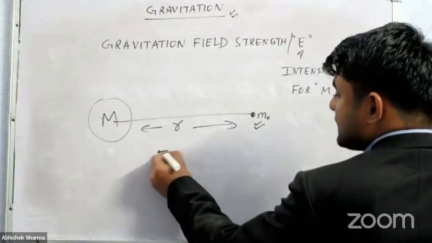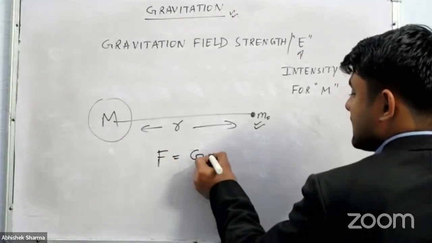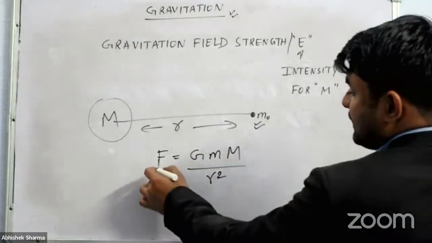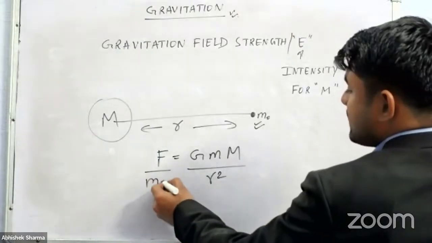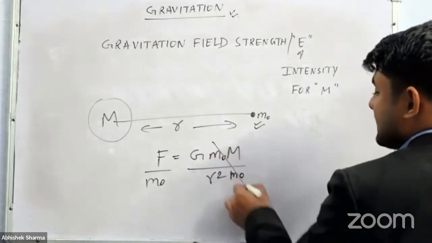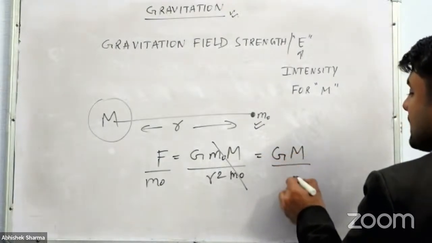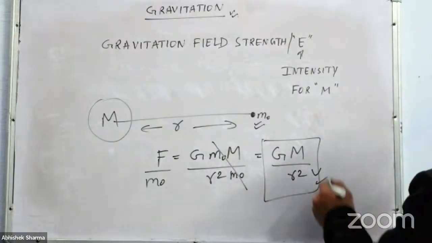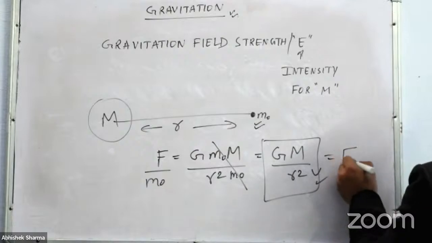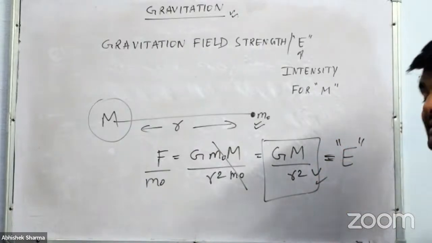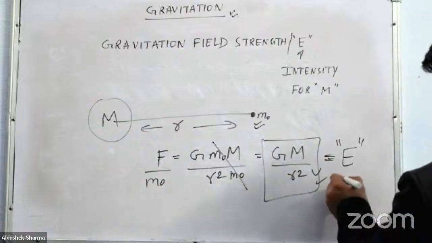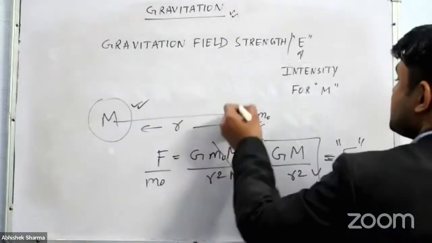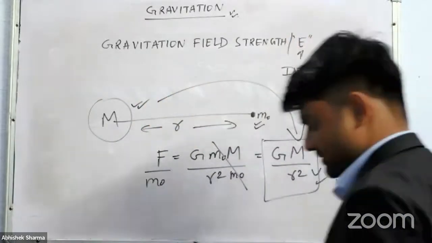So gravitational force magnitude will be G M m naught upon r square. Now if we divide this by the test mass m naught, we'll get G M upon r square. Dear friends, this is the result. So we have force by m naught as gravitational field intensity. So please remember this expression. Gravitational field intensity for this capital M mass is given by this expression. Please note it down.